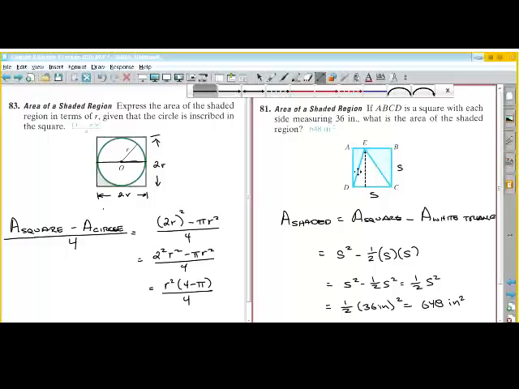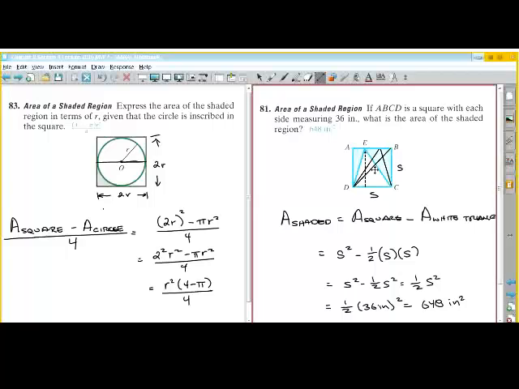So it actually doesn't matter where, because you can see what happens even if I have my triangle over here. The base of the triangle is the same, and the height's always the same. So any triangle that you inscribe inside of a square is going to have the same area.